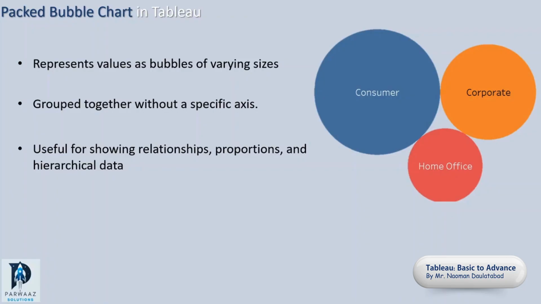It is useful for showing relationships, proportion and hierarchical data. If you want to create the packed bubble chart in Tableau, there should be at least one or more dimensions and one or two measures. This condition is similar to your tree map chart and pie chart.